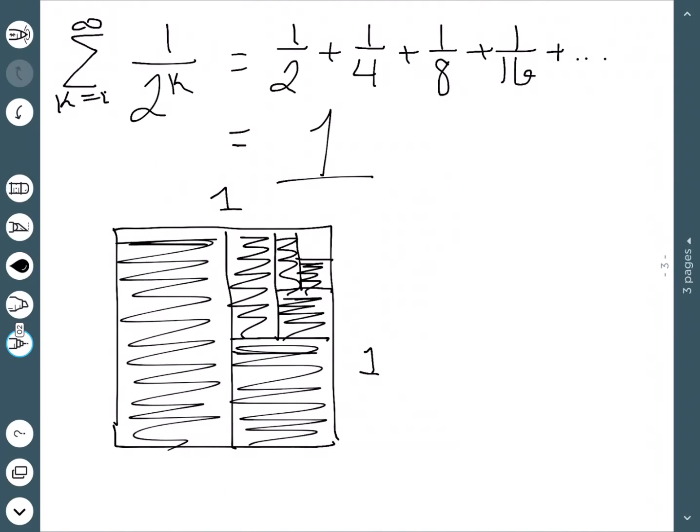In general, with series, it's going to be difficult to find what they add to. There's only a few times we can actually figure that out. And these are two of the examples of where we can.